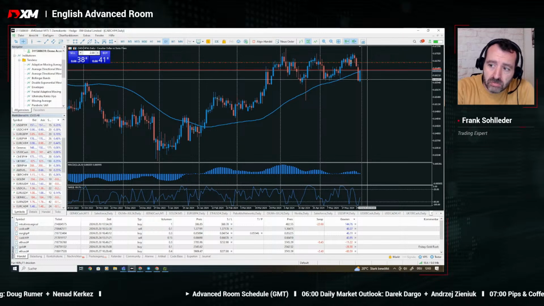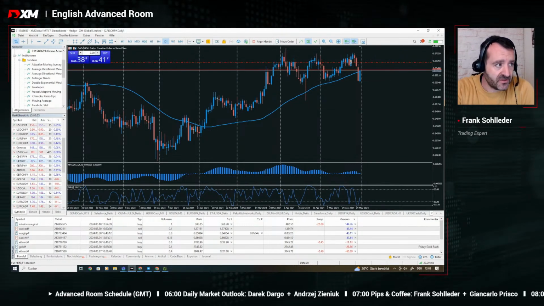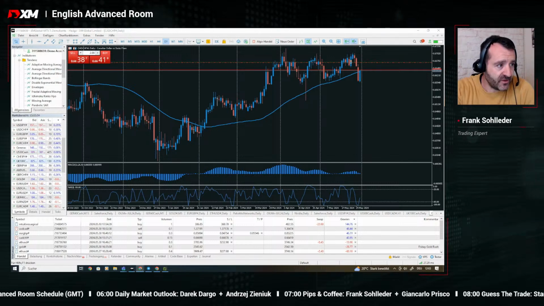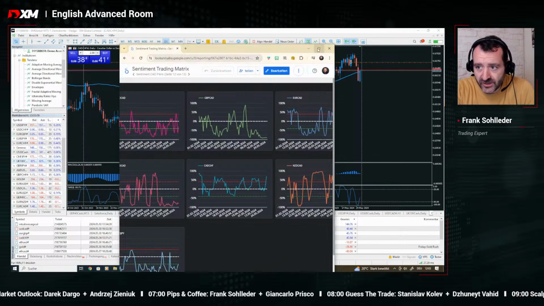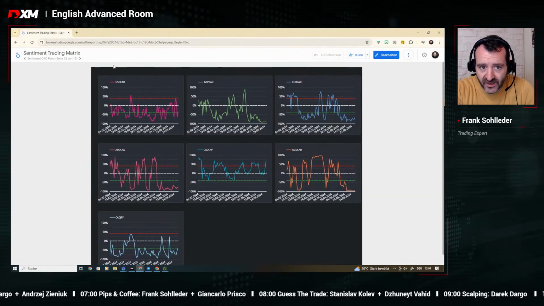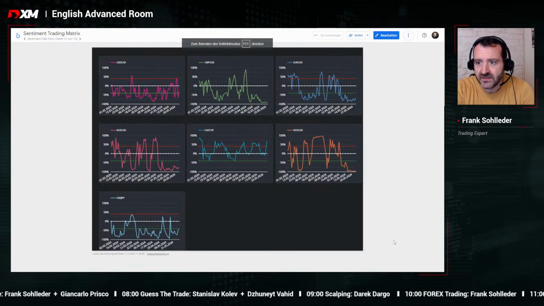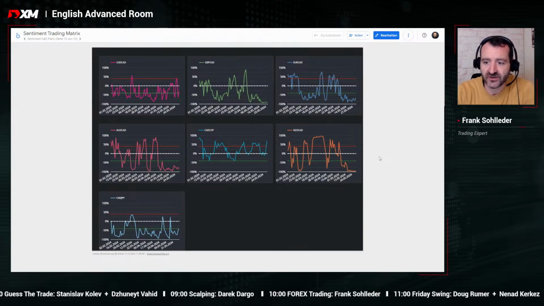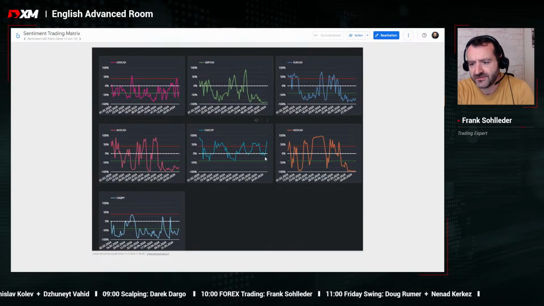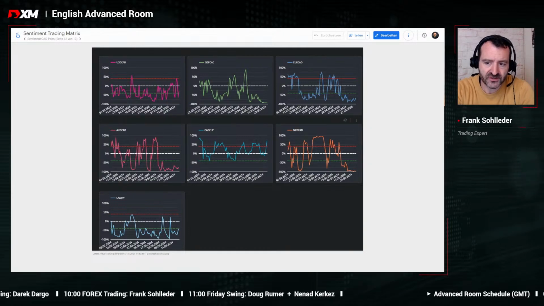We even could have done much better with the exit, but let me first show you, so that everybody understands how we are trading here, how we did this trade. What I have here is the so-called sentiment matrix. In a sentiment matrix, we are looking at the positioning of the traders, and we have a graph that is actually showing the behavior of the traders.